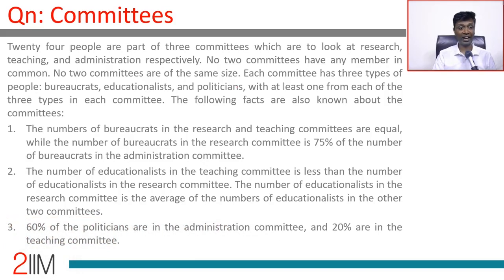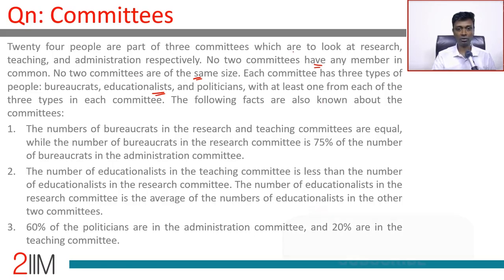No 2 committees have any member in common. This is very useful. This means we are not looking at a set theory type framework. No 2 committees are of the same size. This also helps. Each committee has 3 types of people: bureaucrats, educationalists, and politicians. I didn't even know educationalist was a word. With at least 1 from each of the 3 types in each committee. Wonderful. So no committee is empty.